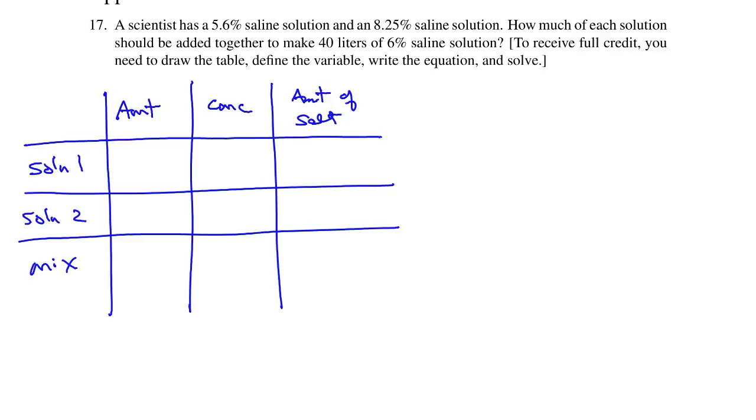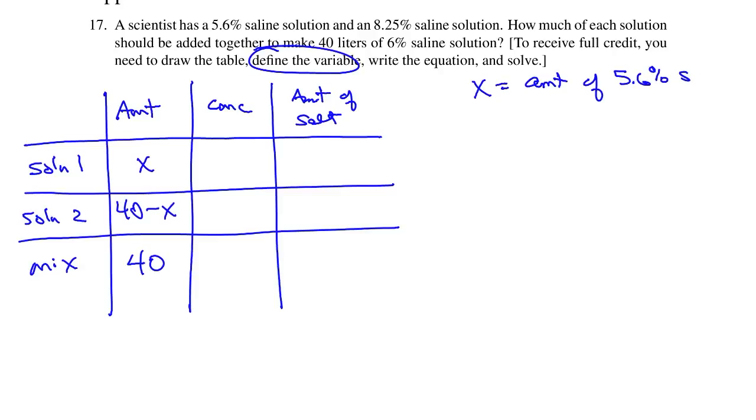So we need a total of 40, and I don't know how much of each, so I'm going to do x and 40 minus x. So right away I can go ahead and define the variable part. x is equal to the amount of 5.6% solution. And since that is 5.6%, it's going to be 0.056 and then 0.0825. The entire mixture needs to be a 6% solution, so 0.06.